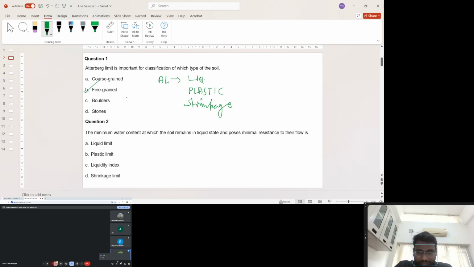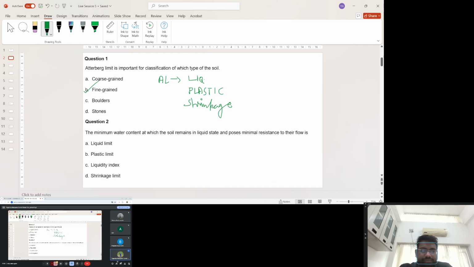Coming to the next question: the minimum water content at which the soil remains in liquid state and possesses minimal resistance to flow is? Option A, liquid limit; option B, plastic limit; option C, liquidity index; option D, shrinkage limit. Option A.